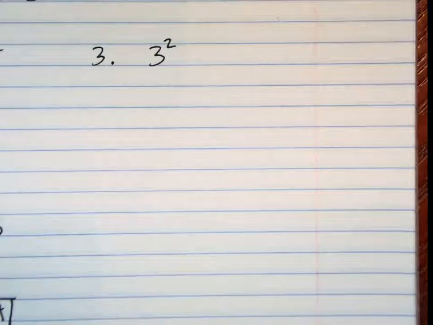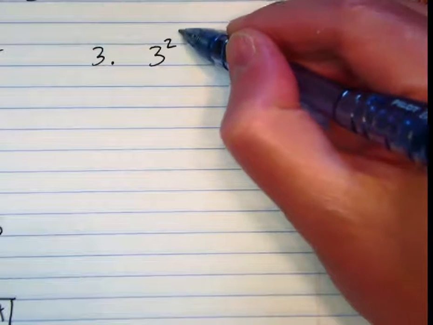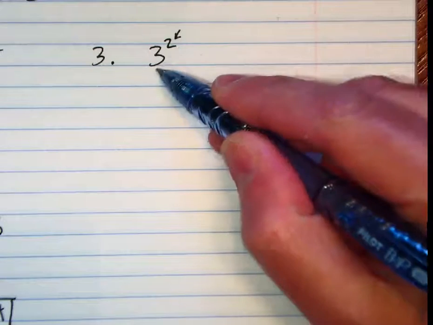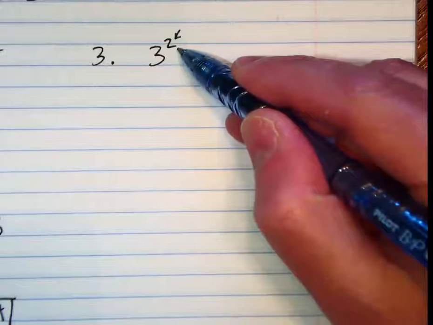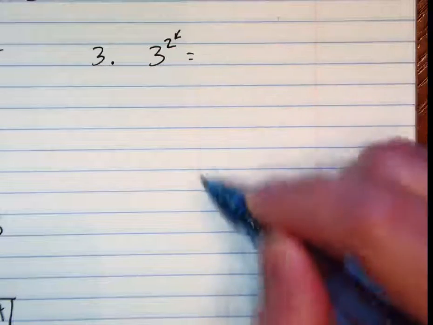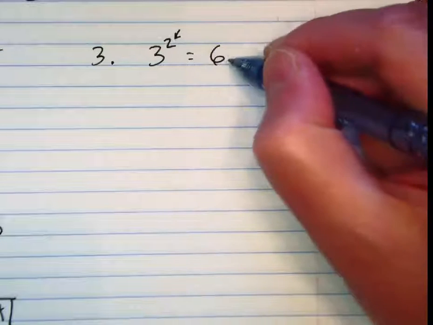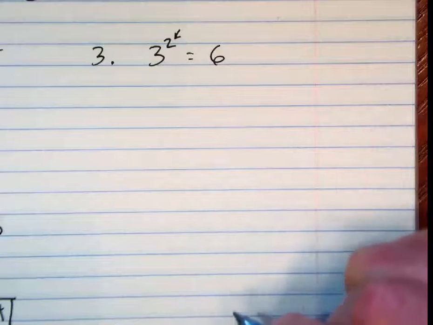Number 3, just a little exponent. Okay, we've talked about these exponents. Remember, this little number here is called the exponent. So I've got 3 to the second power, that's what we call that. And then what does that work out to be? I'm going to put 6, because 3 times 2 makes 6. And that is number 3.